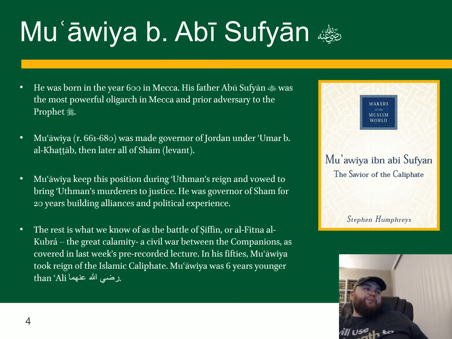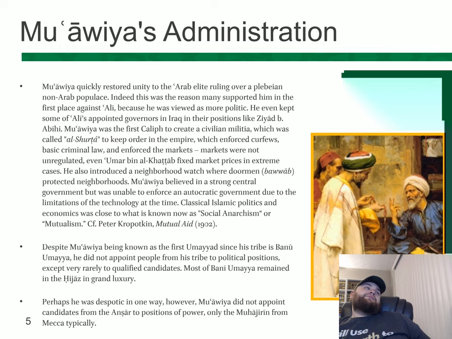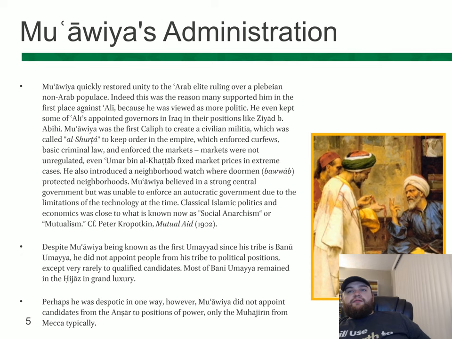And we know the Battle of Siffin, also known as Al-Fitna Al-Kubra, the civil war between Muawiyah and Ali, where Muawiyah essentially became the de facto caliph after Ali's assassination. And Muawiyah was 6 years younger than Ali, so they were relatively the same age, radiyallahu anhumah. And so Muawiyah quickly restored unity to the Arab elite, mostly the Qurayshis, different clans of Quraysh.